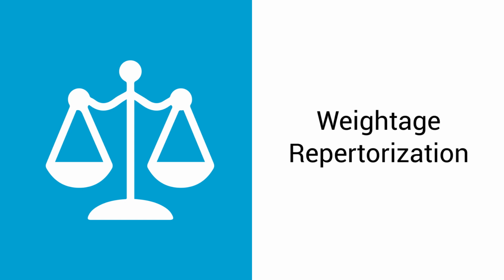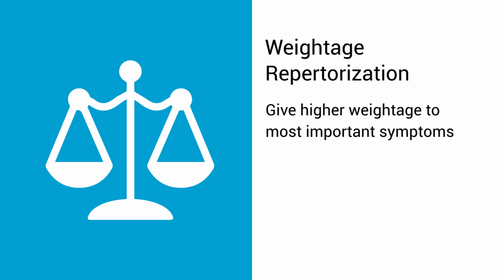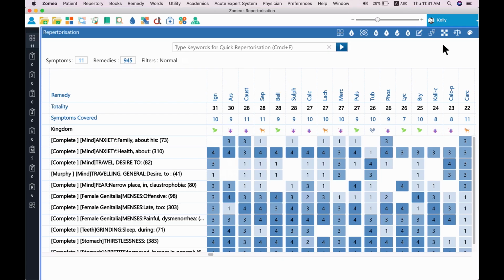Weightage repertorization. Certain symptoms are expressed more intensely in the patient and gain precedence over others in a given case. Depending upon your observations, you can give a self-defined weightage number on an upward scale of 0 to 9 for each rubric. More important rubrics have to be given higher weightage intensity. This can be done using the Weightage Repertorization Filter. To open the Weightage Repertorization Filter, click on the Weightage Repertorization icon, or press Alt+W from your keyboard.